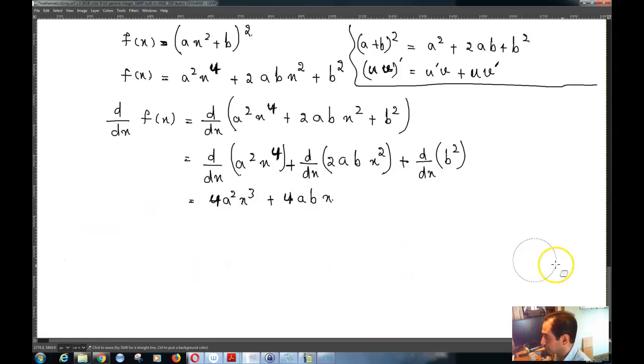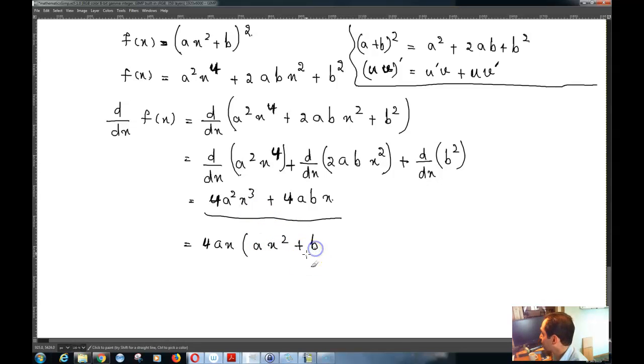Now the third part over here is the d by dx of b squared, which is just equal to 0. So that's the derivative of your function. So this is part 2 of this question, number 7: 4ax. So you can write this as 4 times ax times (ax squared plus b).